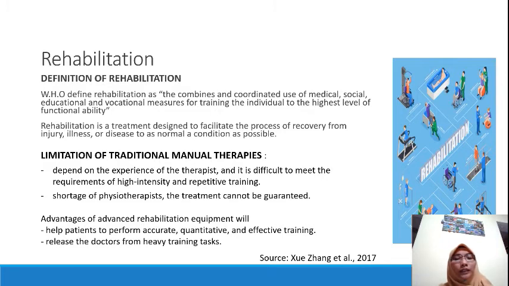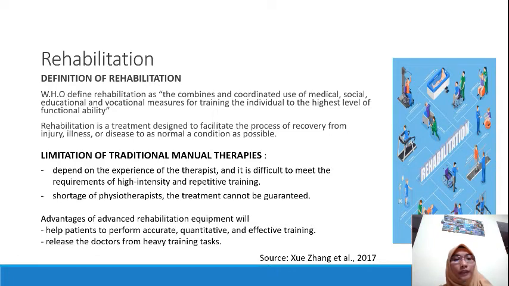Here I also list several limitations of traditional manual therapies. Physical therapy and occupational therapy mainly depend on the experience of therapists, and it is difficult to meet the requirements of high intensity and repetitive training due to the serious shortage of physiotherapists. The treatment cannot be granted.